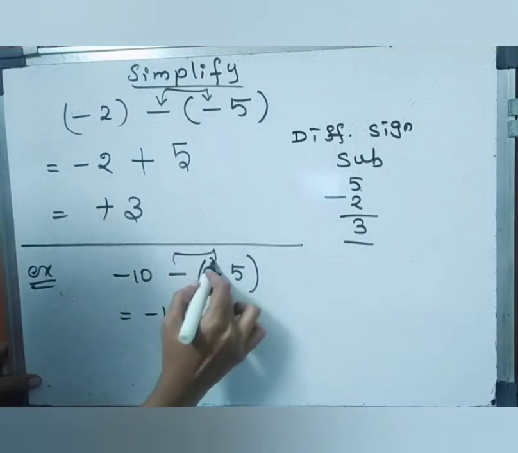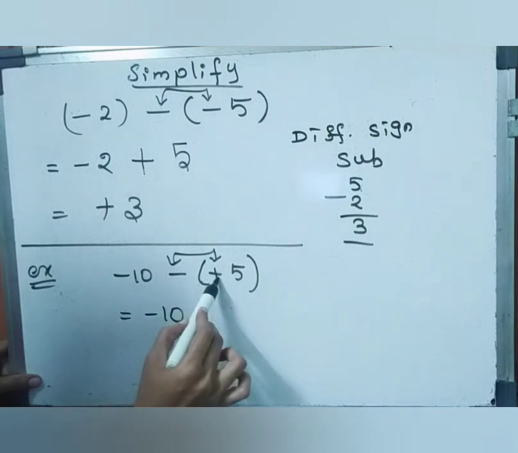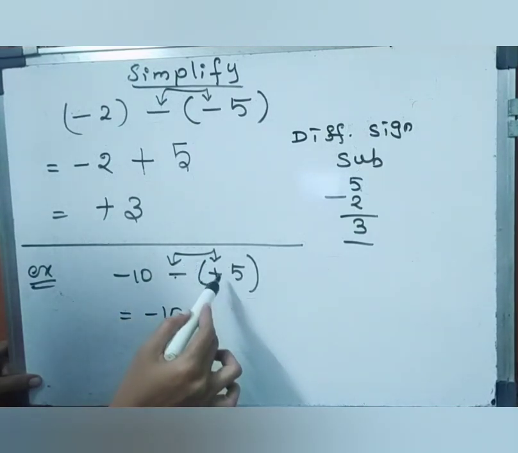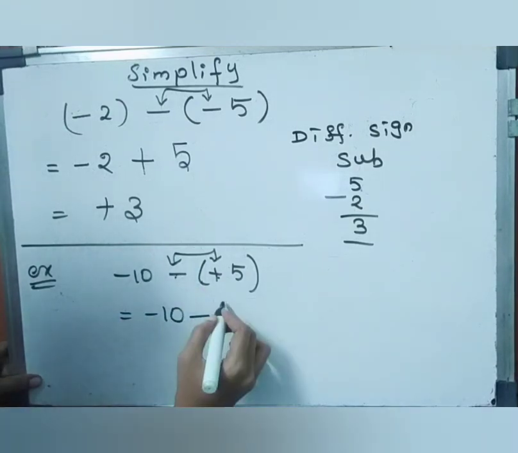So first, to remove this bracket, we are going to multiply this minus and this plus. Before the bracket, what sign is given, and after the bracket, what sign is given, both should be multiplied together. Plus into minus, minus 5.